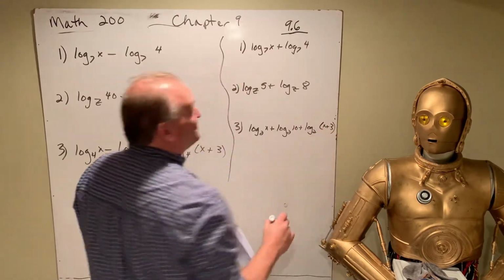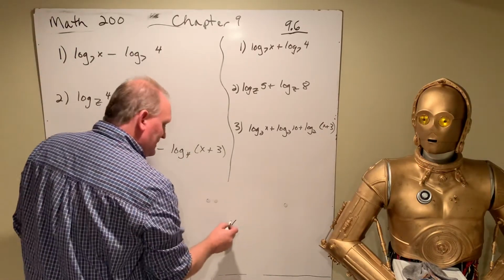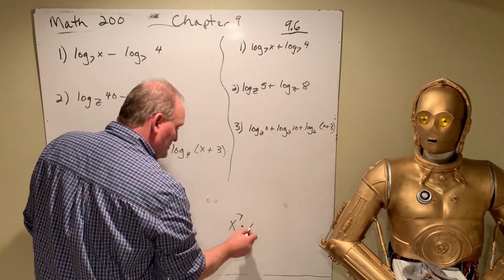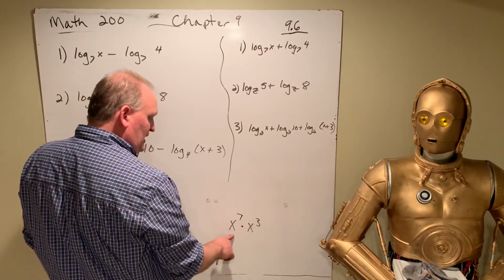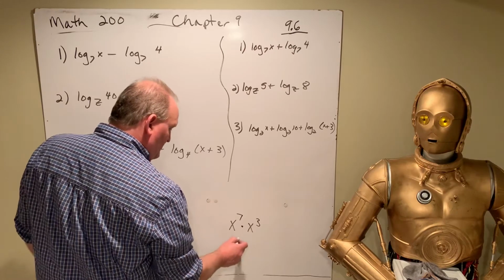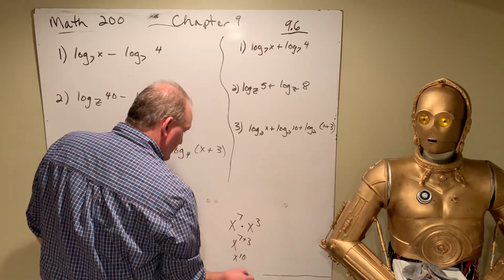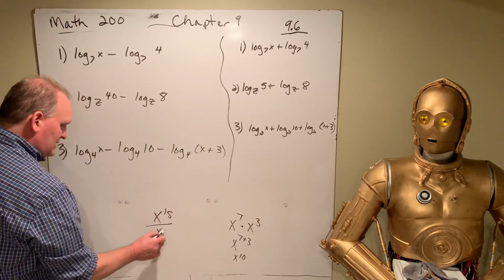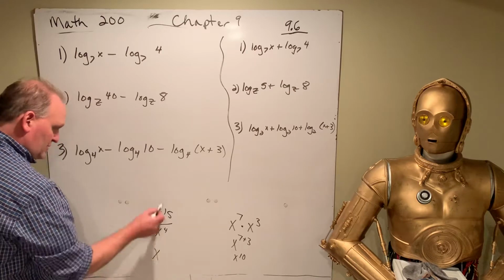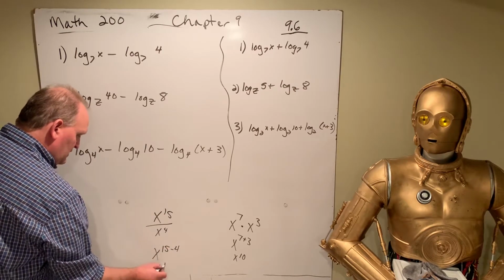Okay, so let's recall. When I had x to the 7th times x to the 3rd, remember what we did when we were multiplying things with like bases? We added up the exponents. Remember that? And then remember when we had x to the 15th divided by x to the 4th, you'd say when you were dividing, you would subtract the exponents. Remember that?